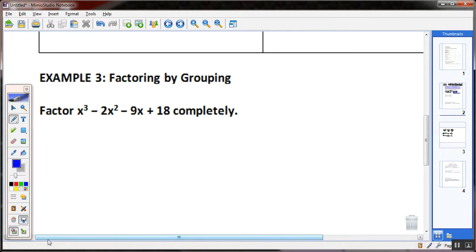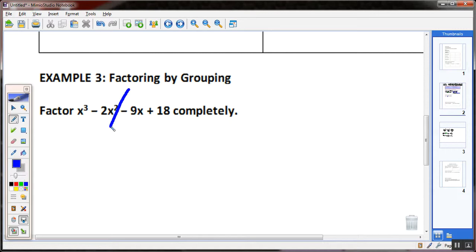Sometimes it'll be written in standard form. A lot of times you'll see it as a cubic function minus a squared function minus a linear function and then your constant up here. Grouping kind of works like this. Put a line right there. We're going to work with the left half and the right half of this, okay?